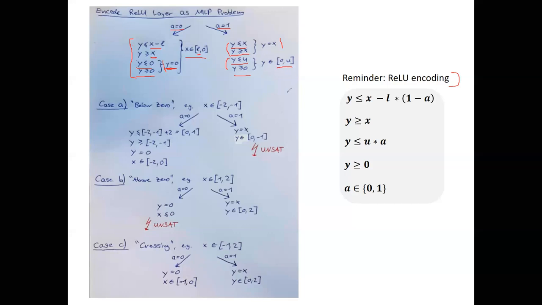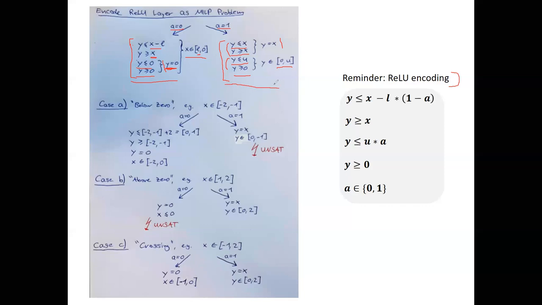Similarly to the previous case, if u ends up being negative, then this would be an unsatisfiable linear programming instance, right? The constraints cannot be satisfied anymore if u is negative. So this makes sense if u is a non-negative value. Okay. So this generates one linear programming instance if you pick a equal to 0, and if you pick a equal to 1, it's going to generate another linear programming instance.